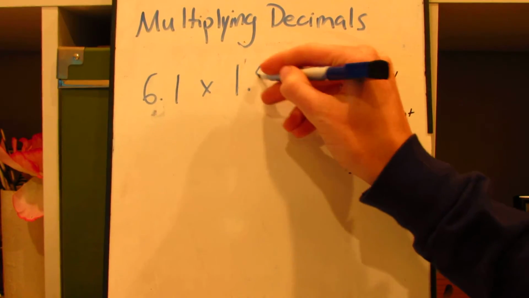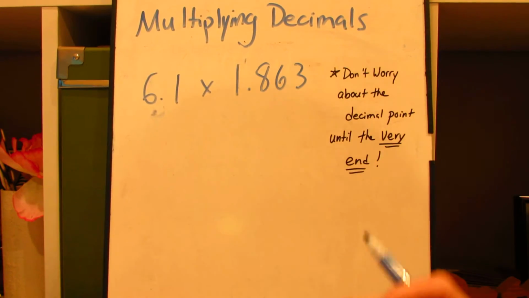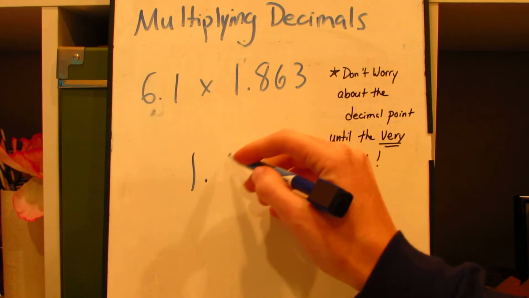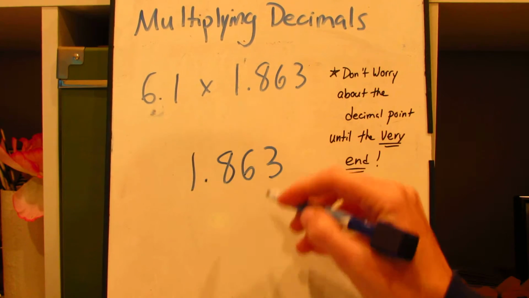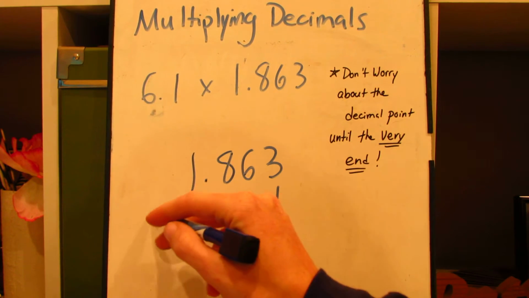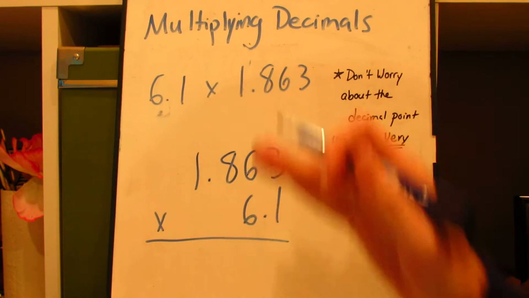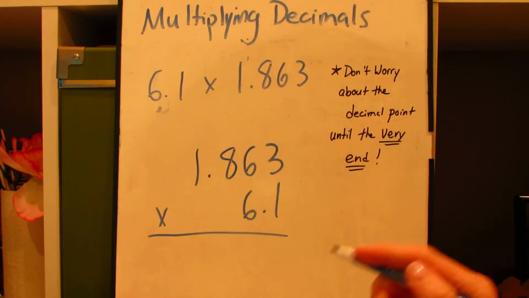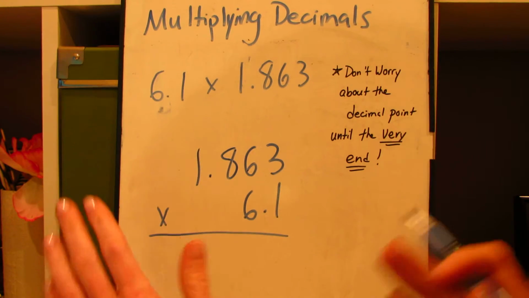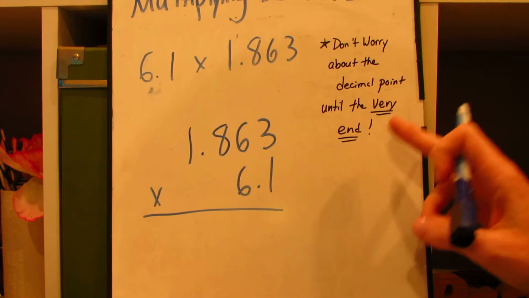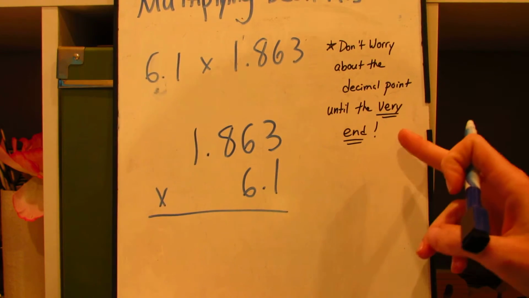times 1 863 thousandths. I typically like to write the larger number on top when I'm multiplying. I just find it easier. Some people are going to say, Miss Kalanicki, you didn't line up your decimal points. You're right, I didn't. I like to multiply this way, and I don't need to worry about lining up the decimal points when I am multiplying. Again, I'm going to multiply normally and not worry about the decimal point until the very end.